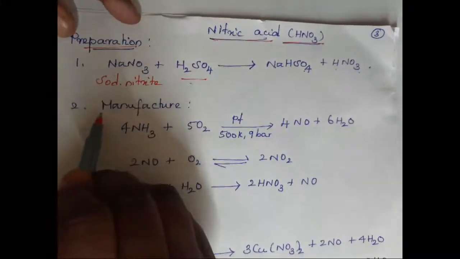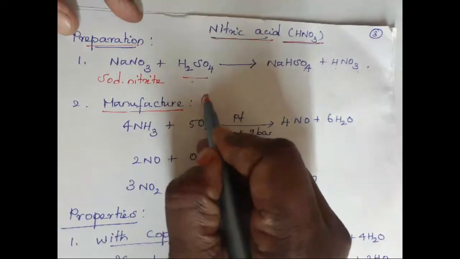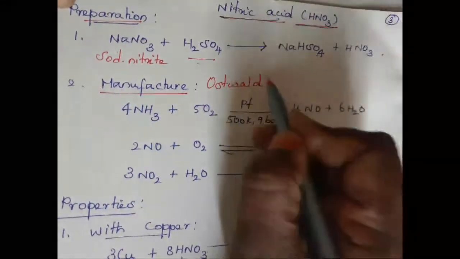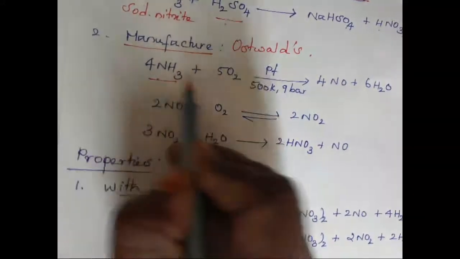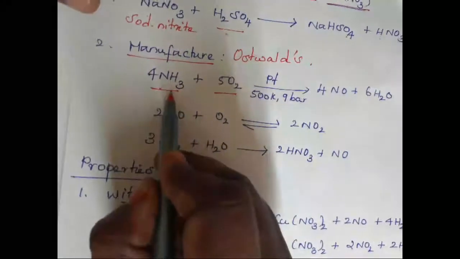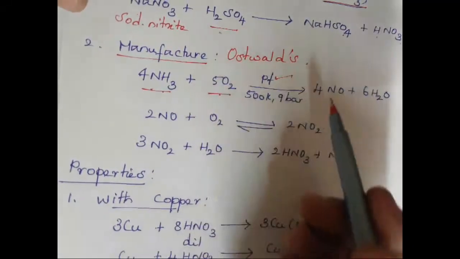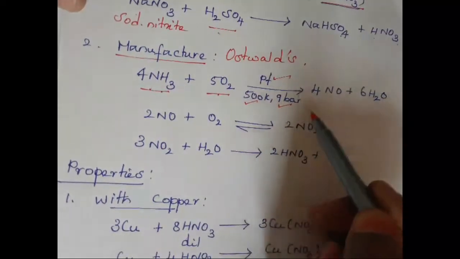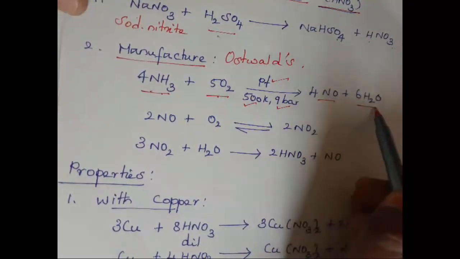Now let us see the next method, that is the manufacturing method. As you all know, it's called the Ostwald method of preparation of nitric acid. Ammonia, when it undergoes oxidation with oxygen in the presence of platinum as catalyst and at 500 Kelvin and 9 bar pressure, produces nitrogen monoxide and water.